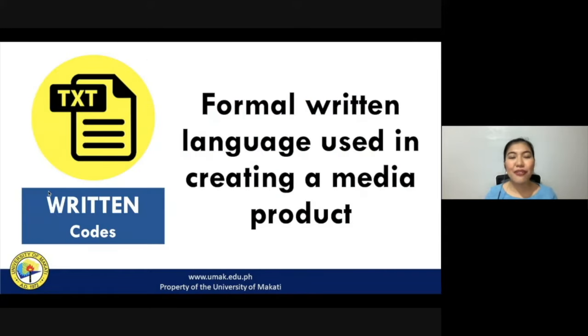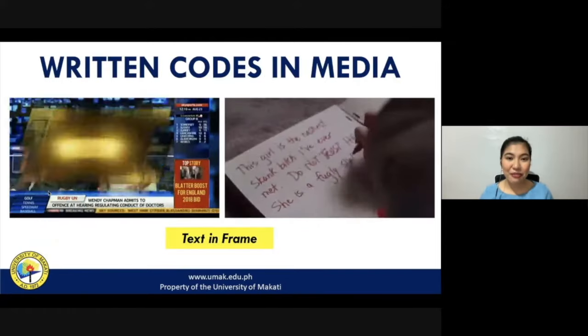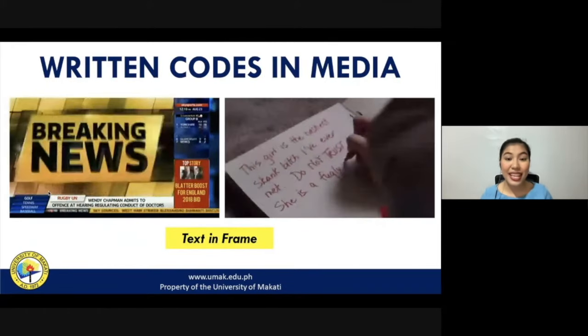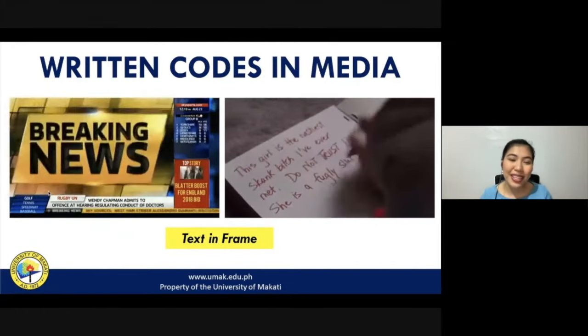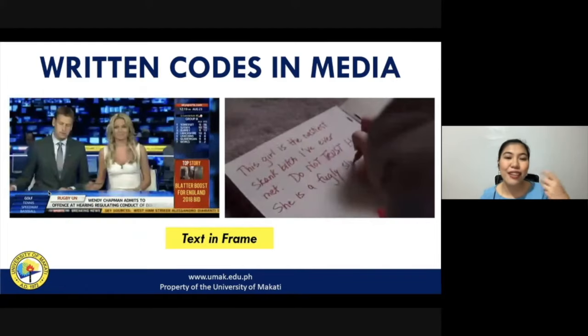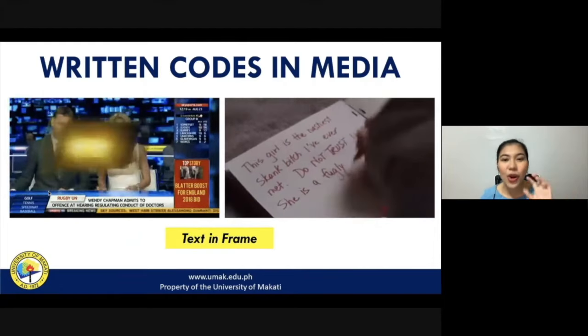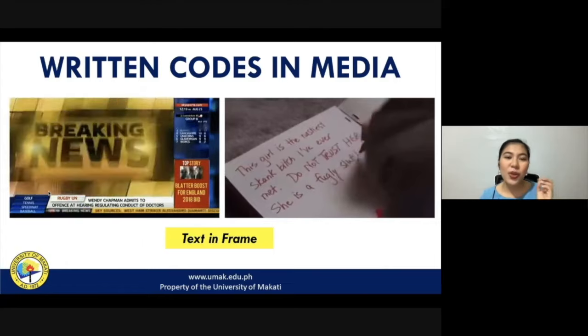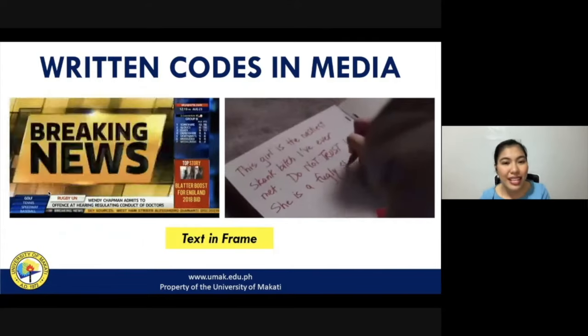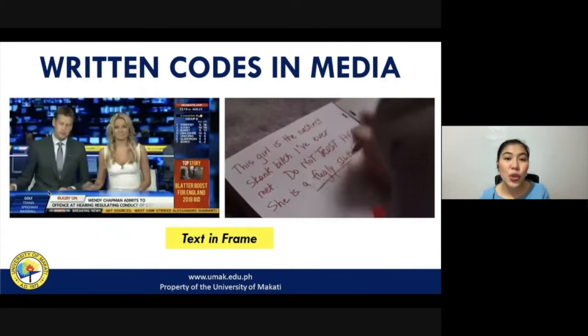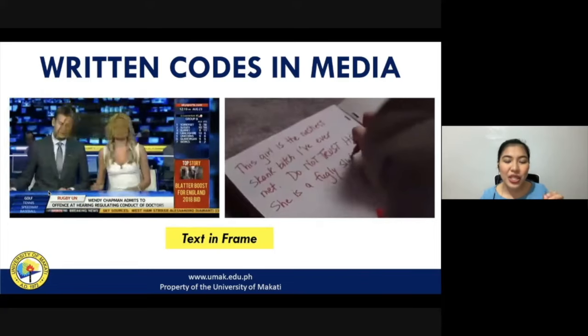The last kind of media code is, of course, the written codes. These are formal written language used in creating a media product. Some examples of written codes in media include text in frame. If you notice when you are watching the news, aside from the news reporters talking on the scene, you could also see several texts written or flashed on the screen.